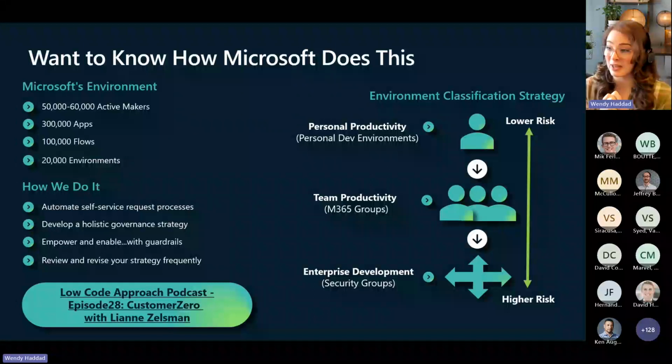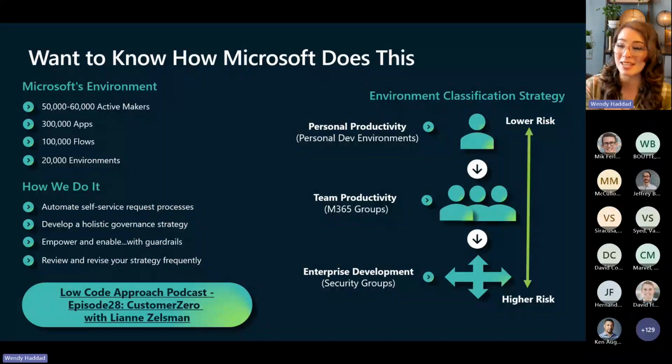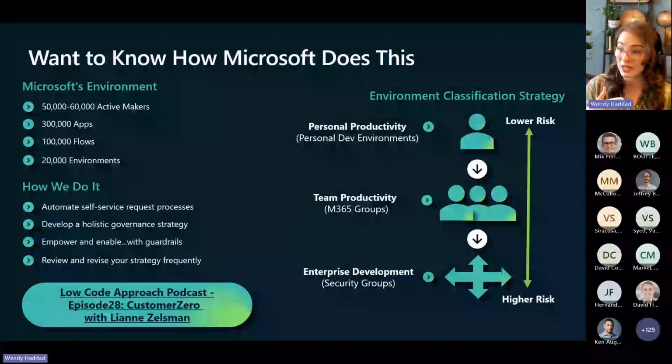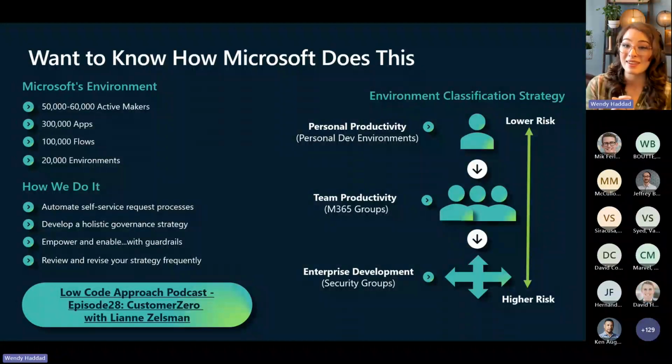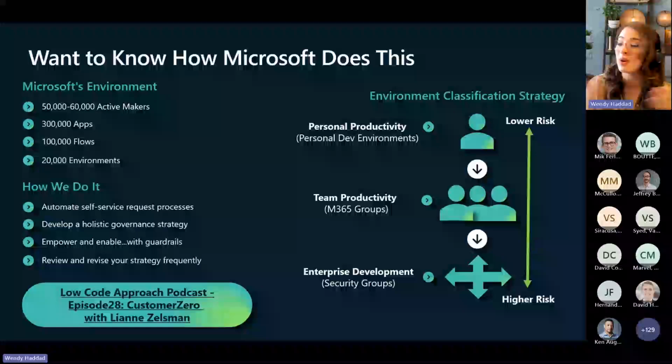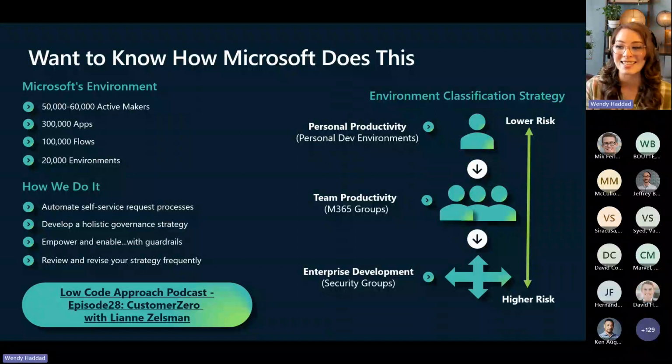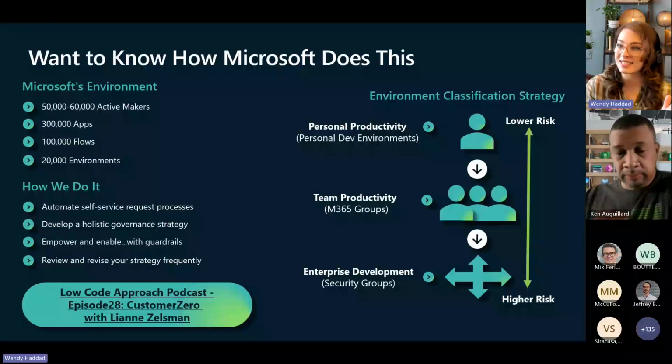Now, we do this here at Microsoft, so I wish I could spend a lot more time on this, but I will give a teaser. As I mentioned, we co-host the Low Code Approach podcast. We recently interviewed Leanne Zelsman, who is one of the product owners for Power Apps for Microsoft internal employees. If you want a sense of our scale, we've got 50 to 60,000 active makers within our platform, 20,000 environments alone. So we are doing this at scale, hundreds of thousands of apps and flows within our tenant. This is working for us, and Leanne does a really good job outlining this entire process in depth.